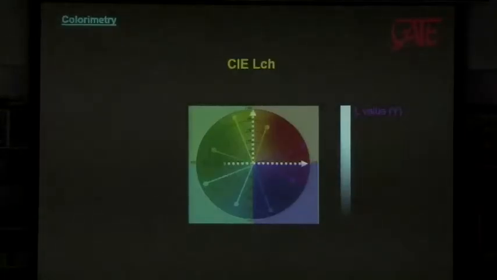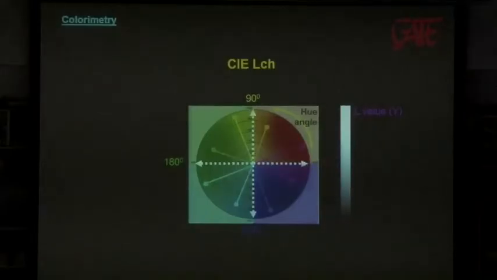this is 0 degree, 90 degree, 180 degree, 270 degree. Okay? So here, the angle that is made will denote what the color is. That is called hue angle. So if the angle is so much, it is this color. If the angle is that much, it is that color. If it is that much, it is this color. Okay? So this is called LCH.